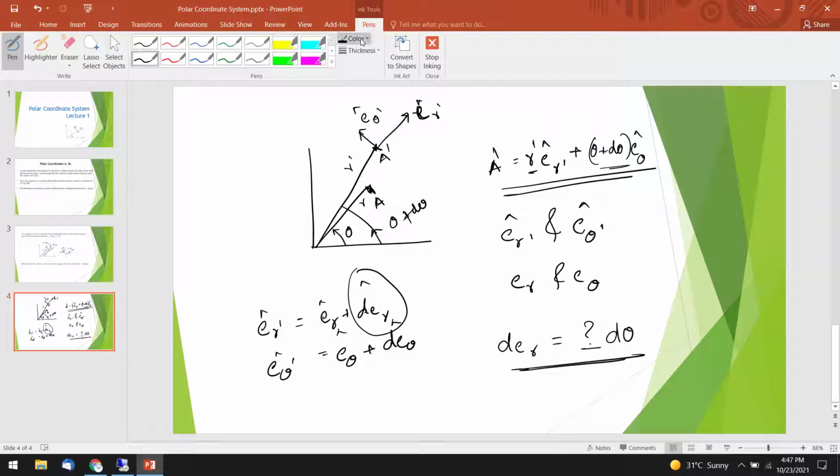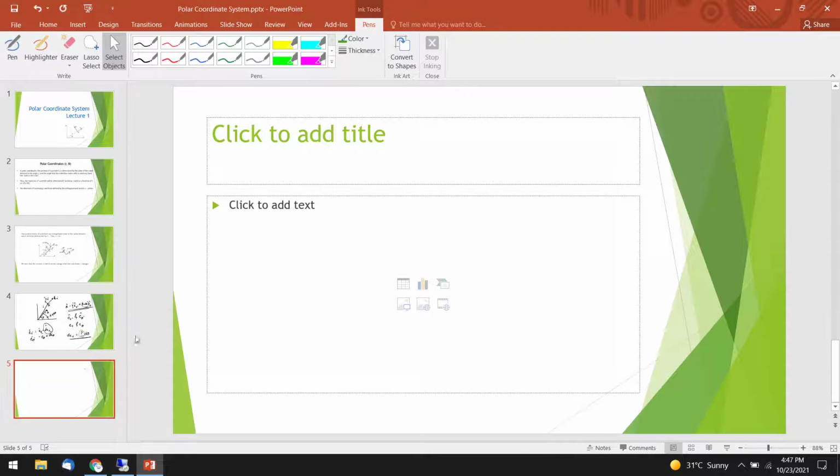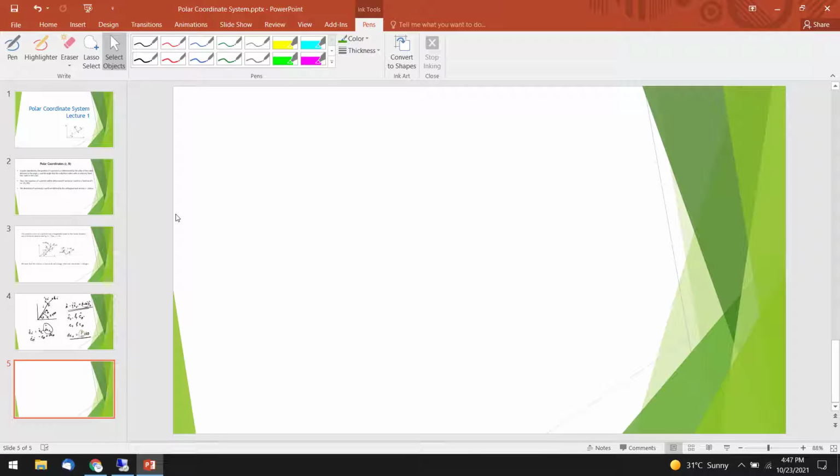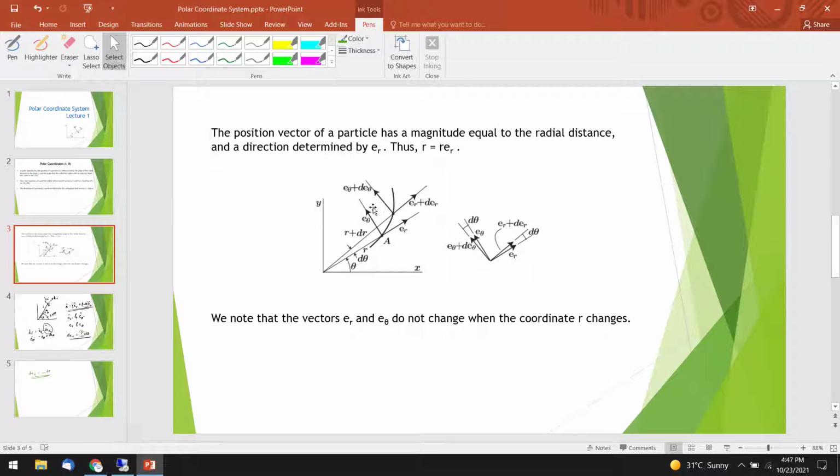In order to find that, I'll change the color to make it easier. I'll make a new slide over here. We need to find out that unknown quantity der in terms of d theta. So just consider this a and a dash. There was this point a dash over here, so consider they were superimposed. We will get a figure something like this. So e theta, e dash theta, I'm just exaggerating this d theta.